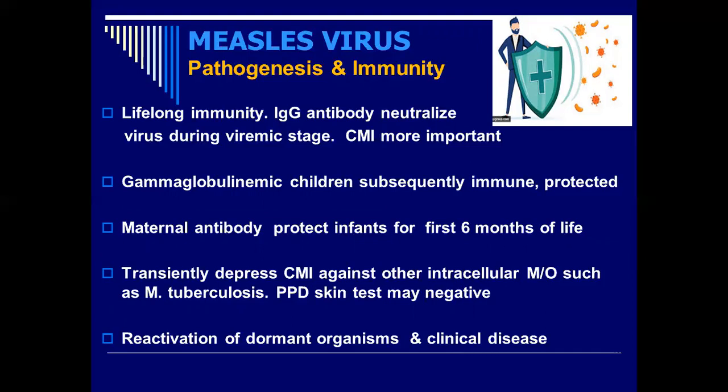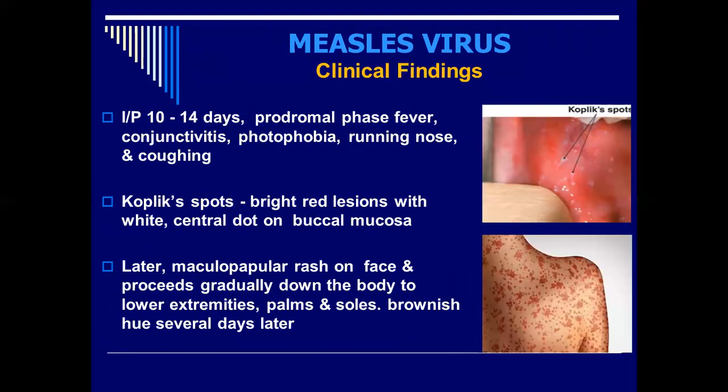The reactivation of the dormant organism and clinical disease can occur if the cell-mediated immune response has been depressed. The clinical findings of measles virus depend upon the incubation period. After exposure, the incubation period for the appearance of the skin lesions varies from 10 to 14 days. In the initial prodromal stage, there are generalized symptoms like fever, conjunctivitis, photophobia, running nose, and cough.